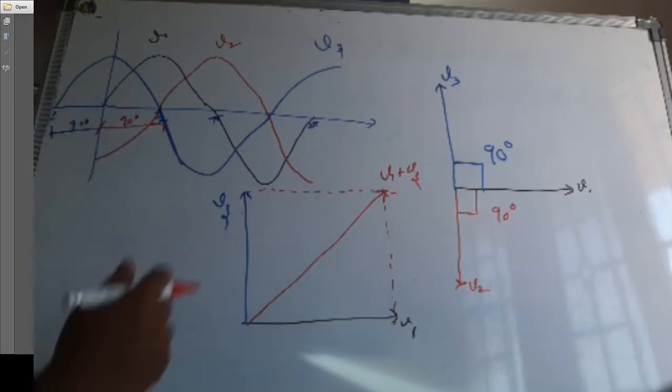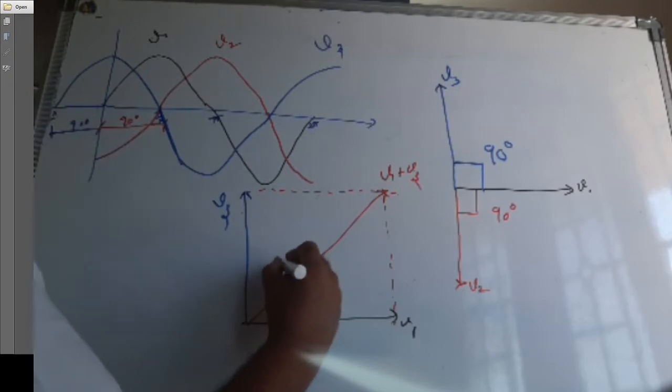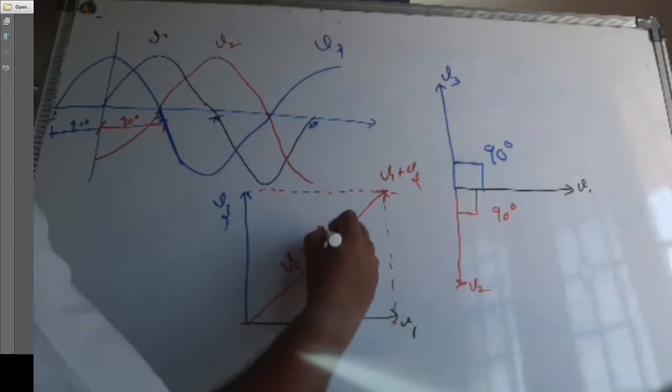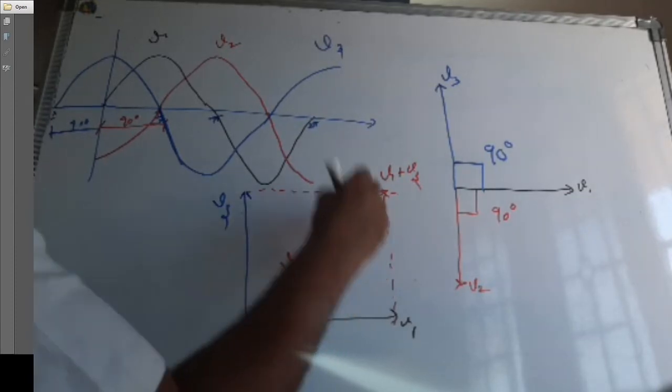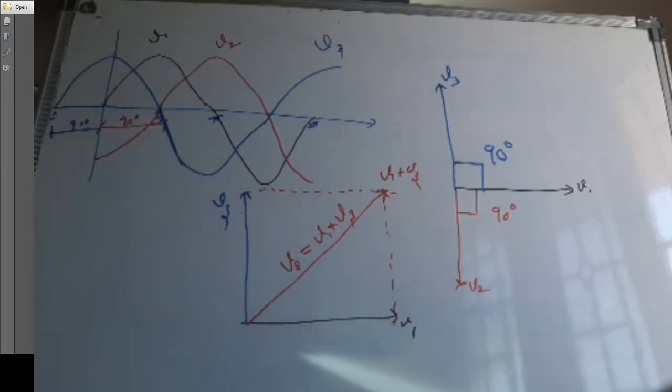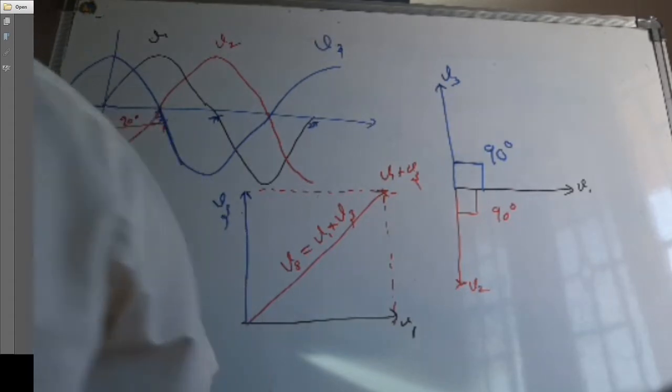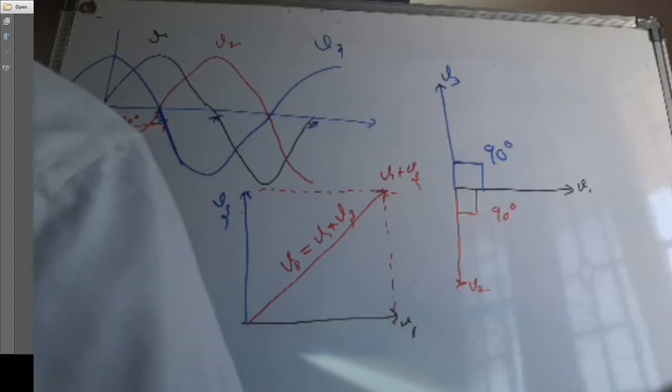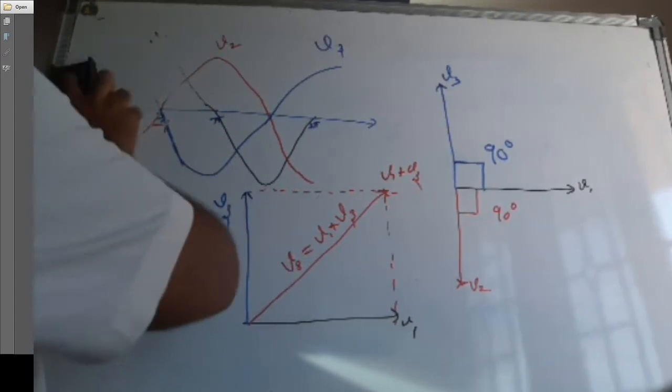This is the result, V sum, equal to V1 plus V3. This is the resultant voltage of the two voltages. So this is how you do phasor calculations. Now we are going to the next case.